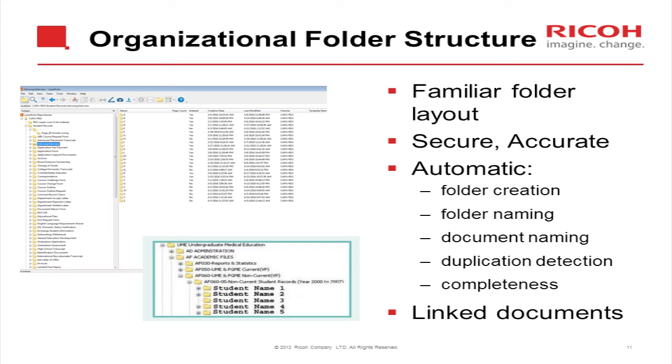To ensure accurate electronic filing, the enterprise content management system should automate common manual filing processes, such as folder creation, folder naming, and document naming. The system should detect duplicate records and validate for the completeness of a file. Finally, the system should be able to link documents together. For example, linking a student application with the transcript.